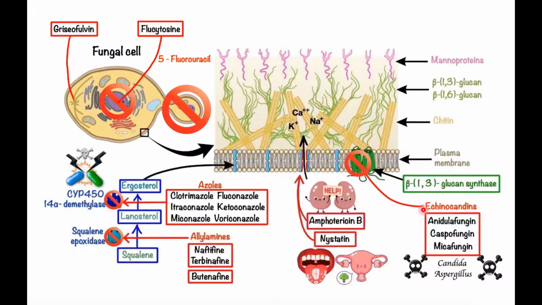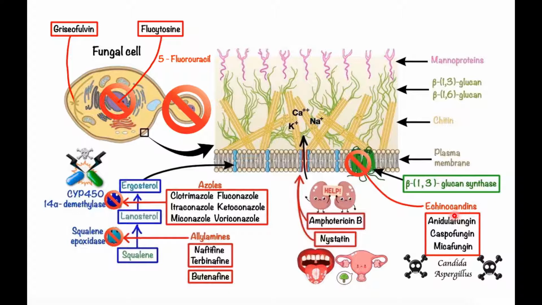And these drugs are relatively more selective because beta-1,3-glucan synthase is only present in fungi cells, and that is why there are less adverse effects and more selectivity, and also they are very effective against the Candida and Aspergillus families of the fungi, and that is why they are mostly used for the Candida infections.